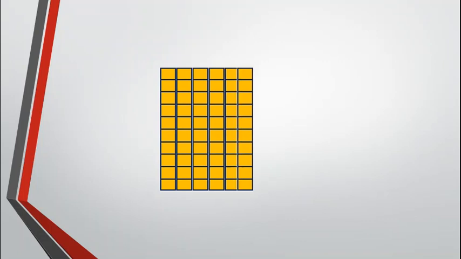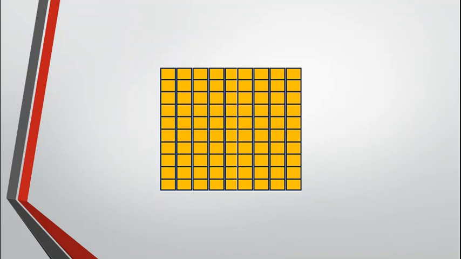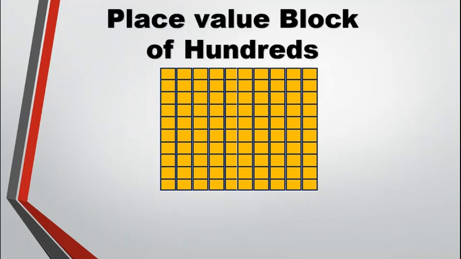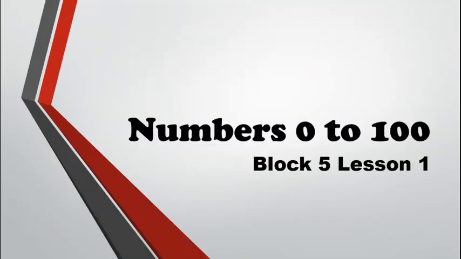So how do we show 100 in blocks? Let's count the tens: 1, 2, 3, 4, 5, 6, 7, 8, 9, 10. So we can say that 10 tens is equivalent to a place value block of 100. Today we will learn about numbers 0 to 100. This would be your first lesson in our block 5.